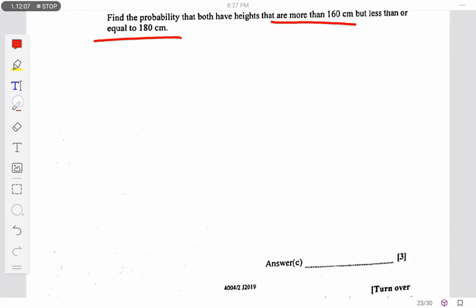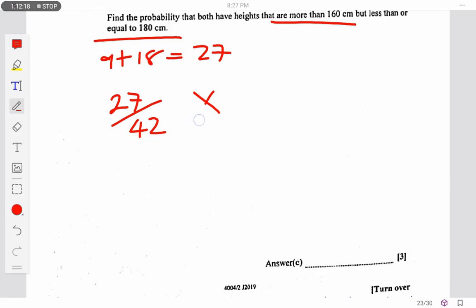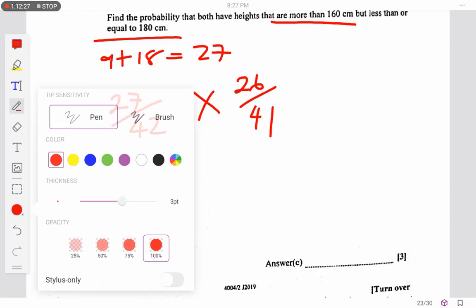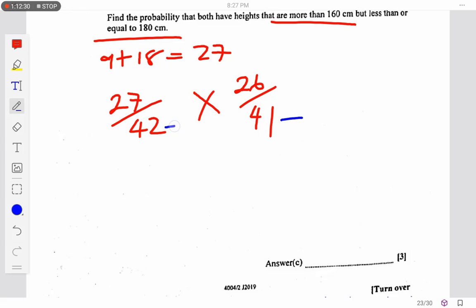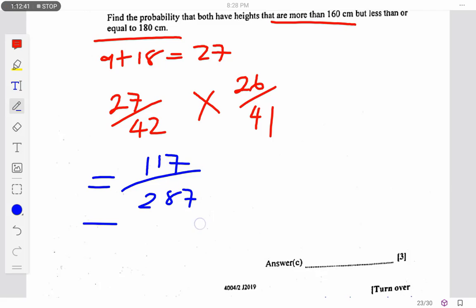So if I say 9 plus 18, I'm getting 27. So I can say 27 over 42, that's for the first learner, times the second learner with less 1, because we have already taken one learner. So it's going to be 26 over 41. The total here changes, minus 1. That's how we have done it. So let's multiply and see what we get. If we multiply, I'm getting 117 over 287. Or else you can divide and write it as a decimal number. Let's move on to the next question.